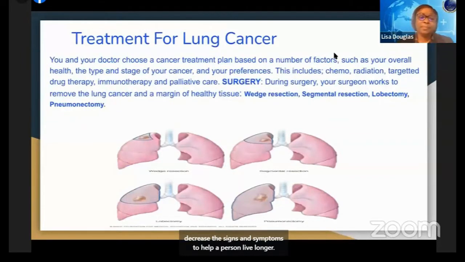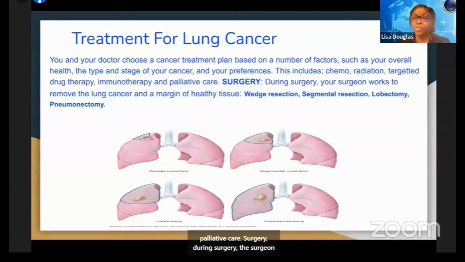Treatments. The doctor will choose a cancer treatment plan based on a number of factors, such as the overall health of the individual, the type and stage of the cancer, and the person's preference. This includes chemo, radiation, targeted drug therapy, immunotherapy, and palliative care.